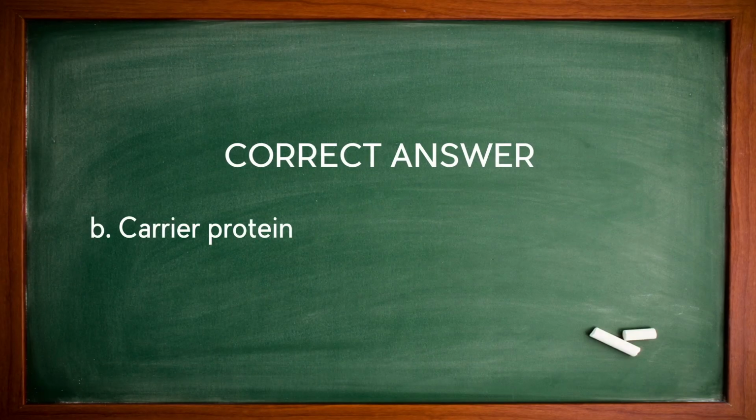I don't think that C can be the answer because the question stem doesn't describe anything about energy or ATP. And D, aquaporin, is just a distractor because an aquaporin is a kind of channel protein. And so this leaves us with answer B, carrier protein.